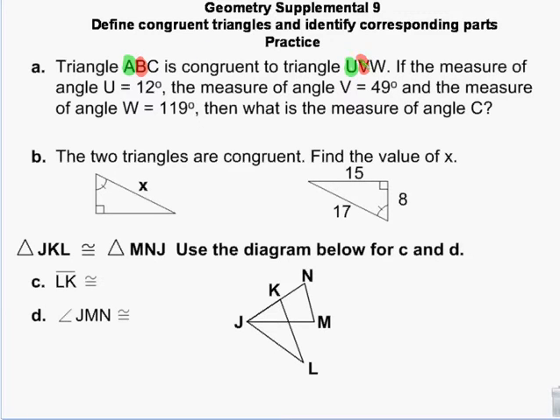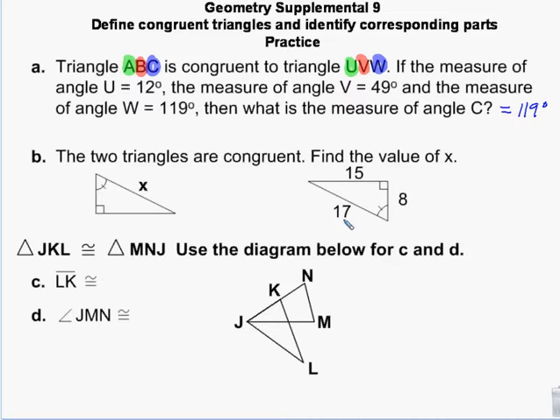B and V are the same. C and W are the same. So what I have now is U is 12, V is 49, and W is 119. What's angle C? Well, W is blue, C is blue, so C is the same as W. Does that make sense?